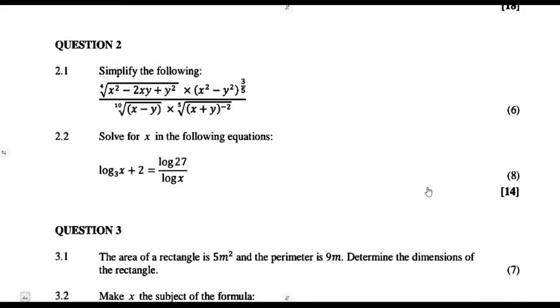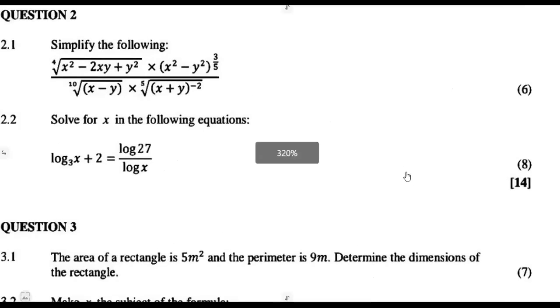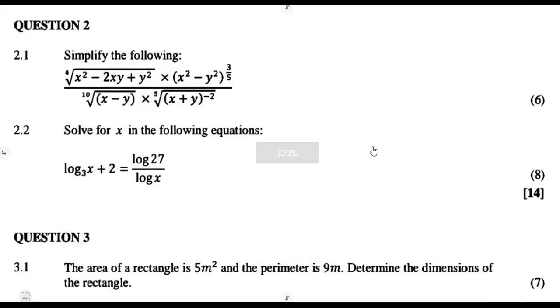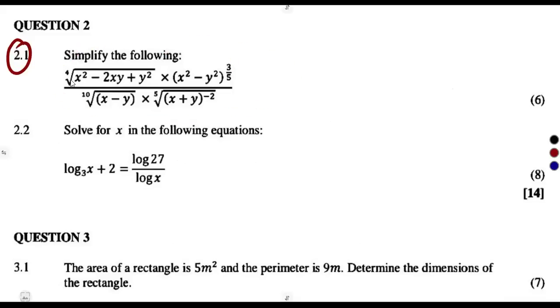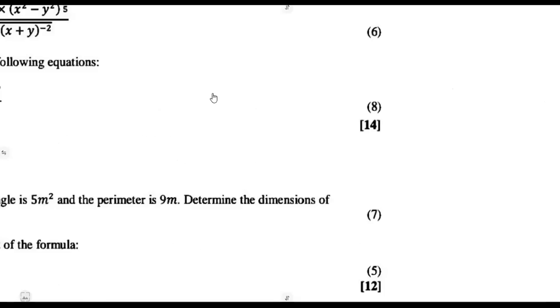All right. On another part, we are given to simplify on question 2. Simplify the following. That's 2.1. Simplify these. So this is what you're given, guys. This is 4. This is 10. This is 5. All right. I'm just going to take it aside, guys. I'm not going to make the mistake like the previous time. I'm just going to take it properly.